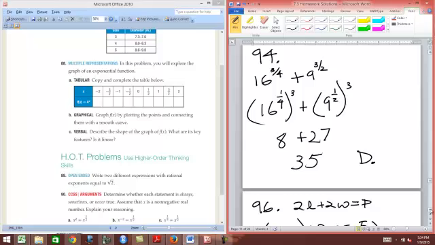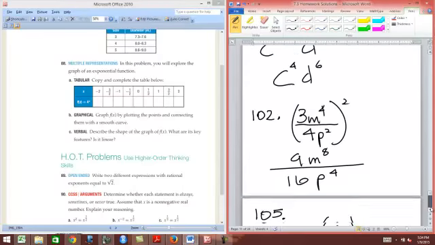94. 16 to the 3/4 plus 9 to the 3 halves. 16 to the 1/4 cubed. 16 to the 1/4 is 2, cubed is 8. 9 to the 1/2 is 3, cubed is 27. 35, which is D.